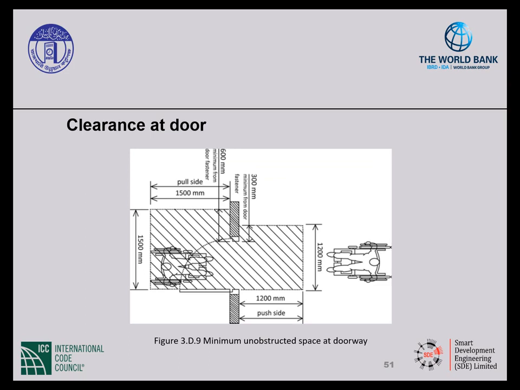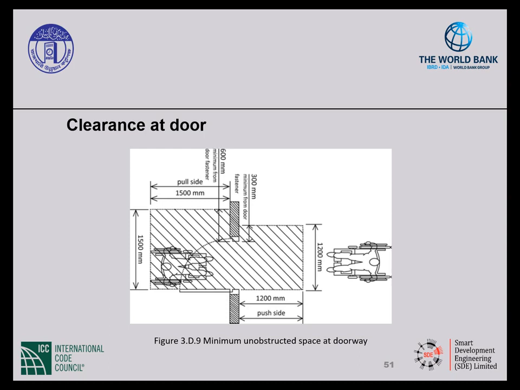So one of the most difficult tasks to perform when you're in a wheelchair is to go through a door. And that's why we provide extra clearances at the doors, which are illustrated on this slide. So there are two sides of a door. There's a pull side and a push side. And as you can see, they're labeled on the slide, but just think about it. If the door is coming towards you, you're pulling it towards you, it's the pull side. If you're pushing the door away from you, it's the push side.